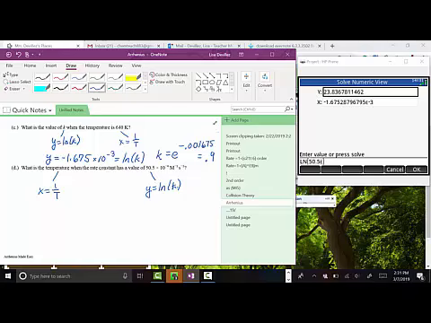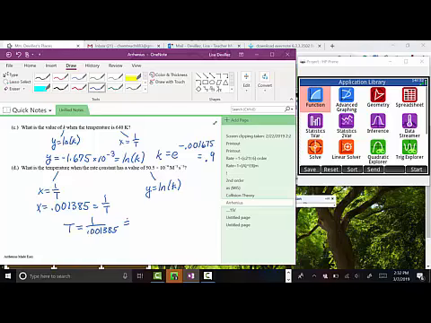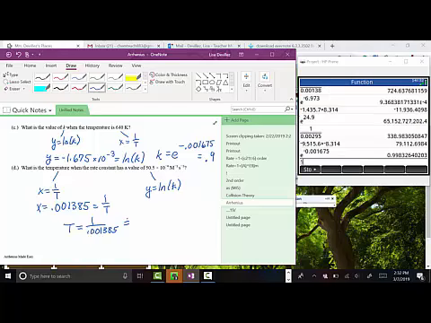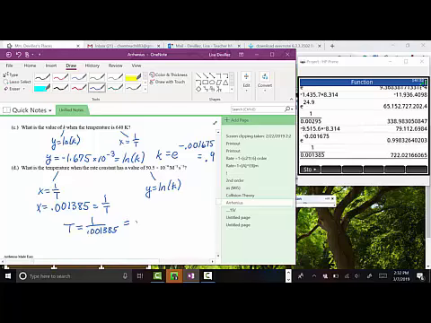50.5 negative 4. Solving for my x, my x is equal to 0.001385, which is equal to 1 over temperature. So that means my temperature is 1 divided by 0.001385. It's going to be 722 Kelvin.